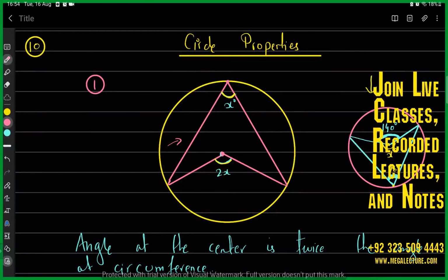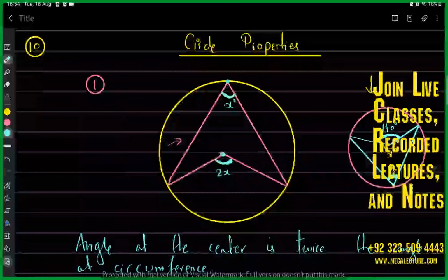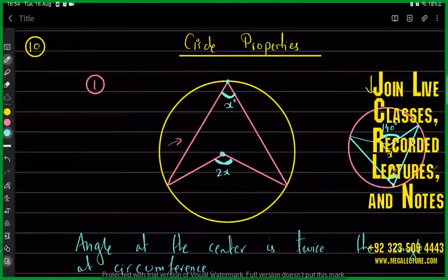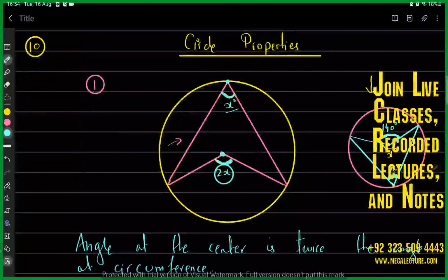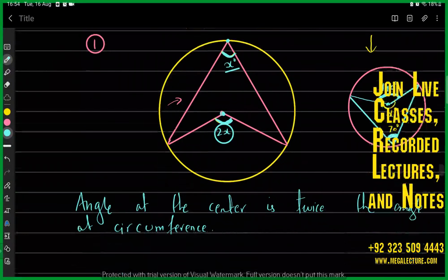So this is basically the angle at circumference because this point is touching the circumference of the circle. This is the center of the circle. So this angle is basically the angle at center. The rule says angle at the center is twice the angle at circumference. So if this is 2x, this is going to be x. It could be the other way around. The shapes could be very, very different. We will use this property and then you would get to understand the idea.